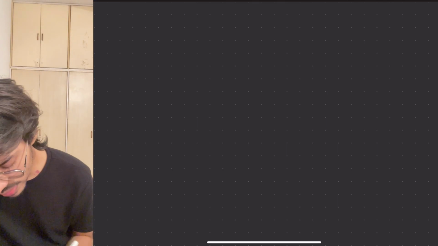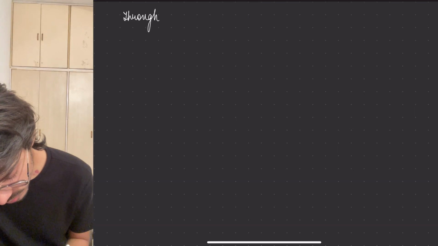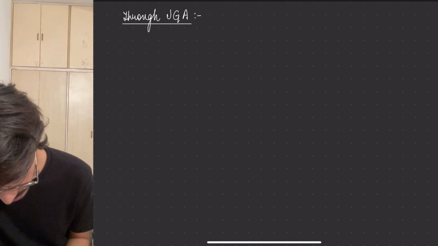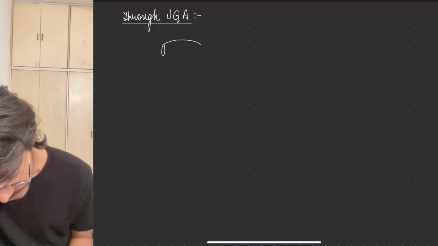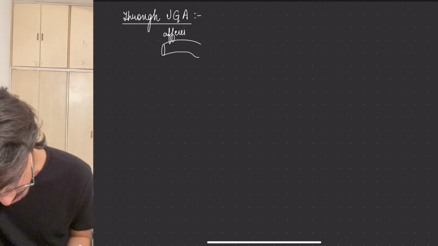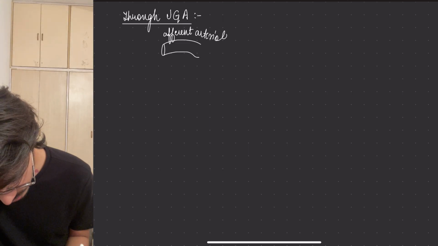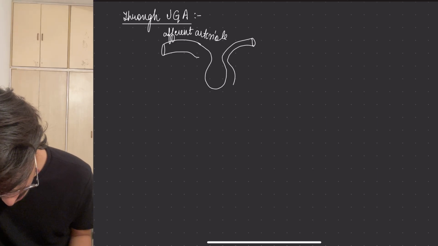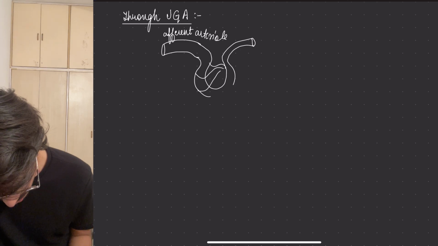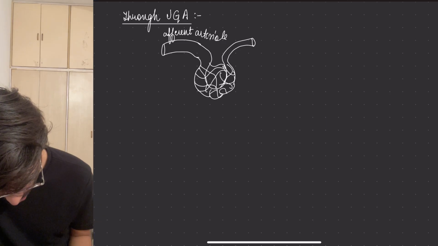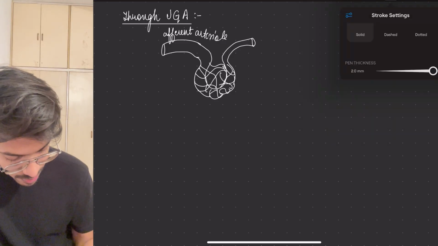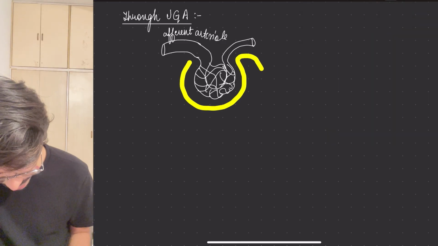So the other one is through the juxtaglomerular apparatus. Now this is your efferent arteriole, and it will form the tufts of glomerulus, the tufts of capillaries, the glomerulus. And this is present around the Bowman's capsule.